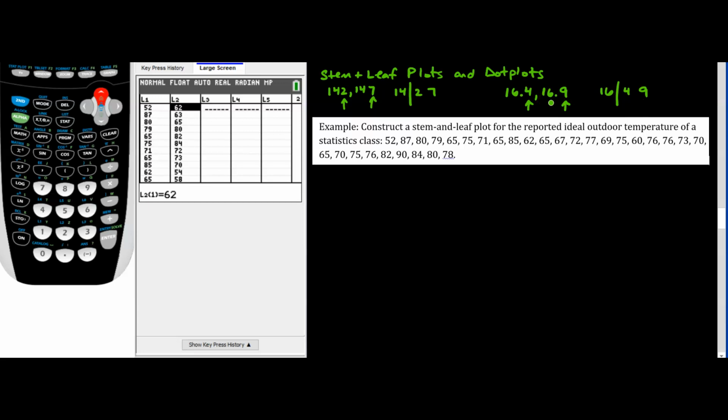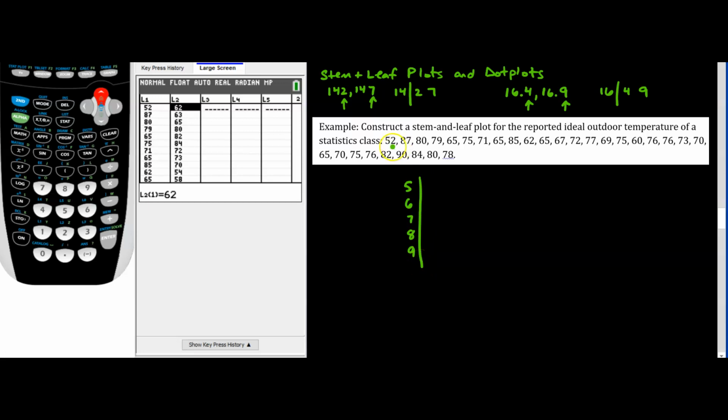Okay, so let's look at a bigger example. Construct a stem and leaf plot for the reported ideal outdoor temperature of a statistics class. We've got these 30 data points, and they range from the 50s all the way up into the 90s. So I'm going to construct my stem and leaf plot with the following stems. I will have 5, 6, 7, 8, and 9.